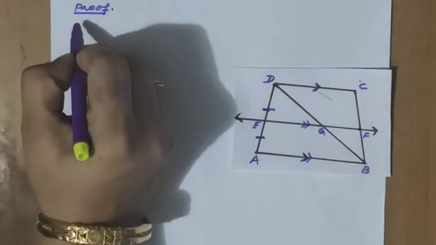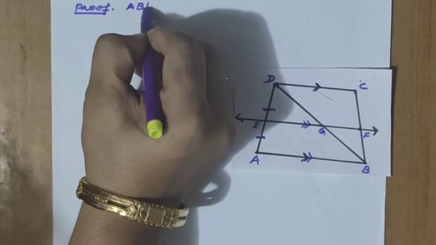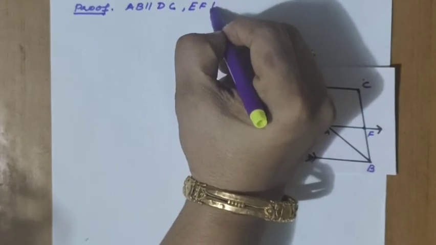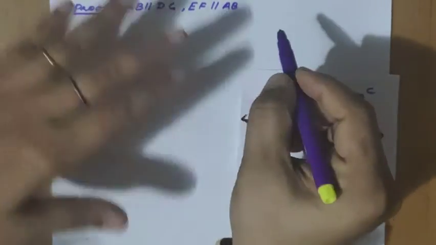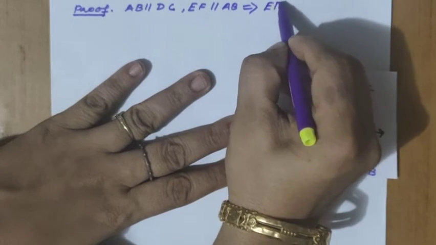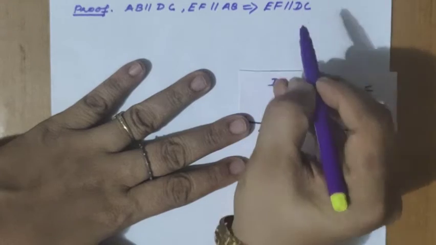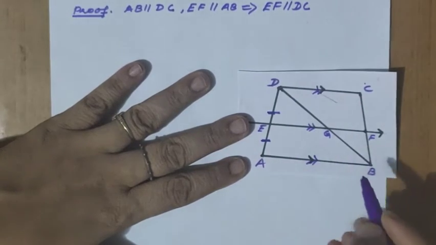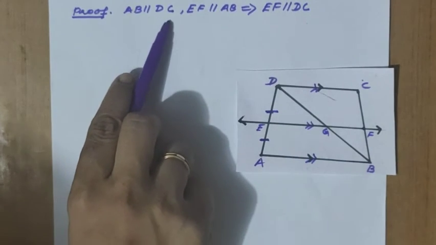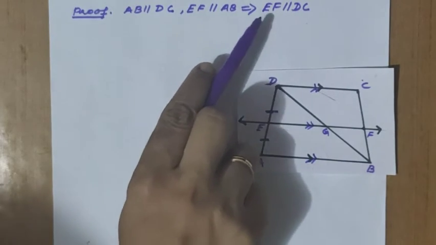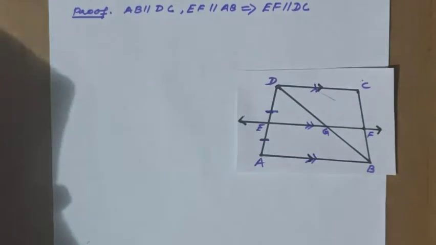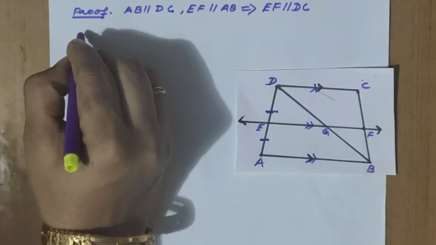So the first step, AB parallel to DC, EF parallel to AB. What is the implication? Both are parallel to AB, that means EF is also parallel to DC. Right, so I can mark here 2 times because now we have proved all the 3 lines are parallel. AB parallel to DC, EF parallel to AB implies EF parallel to DC. So all the 3 lines are parallel. Now the first part of the question is over.